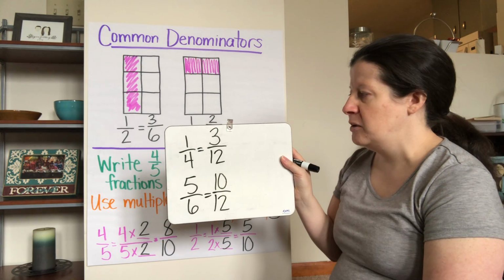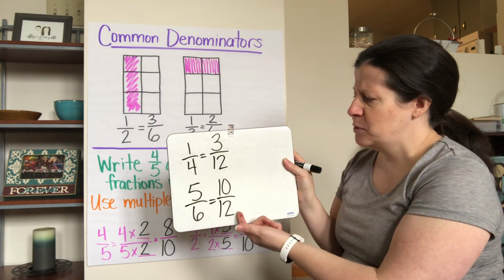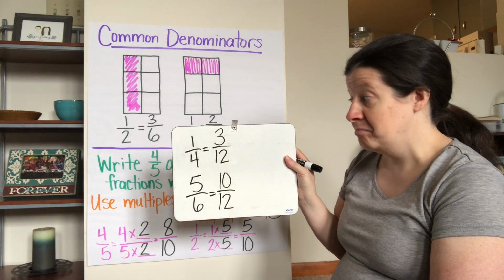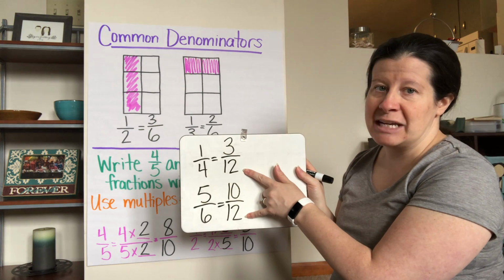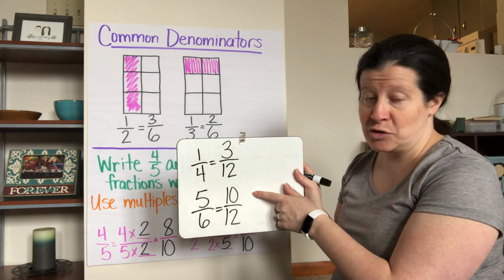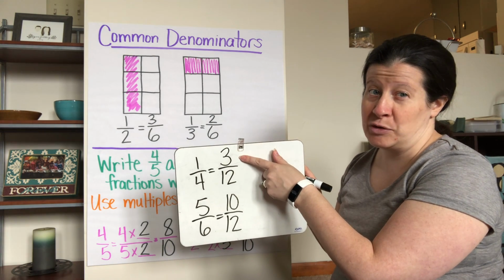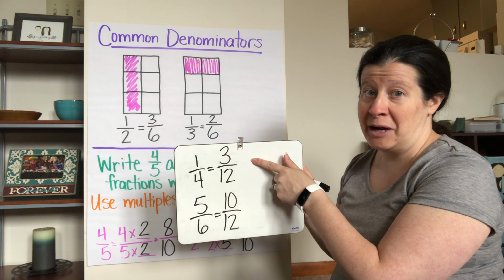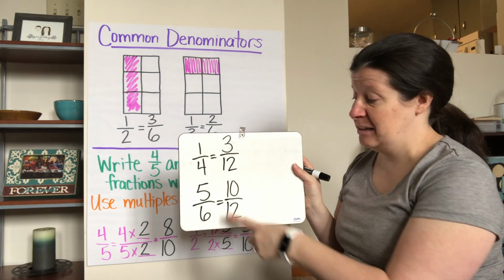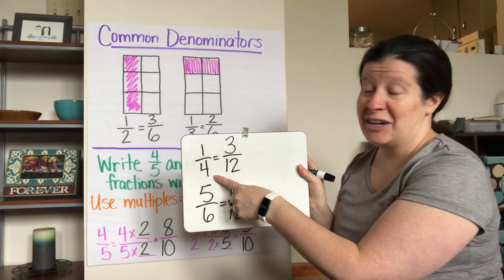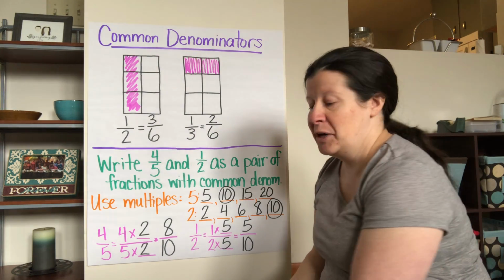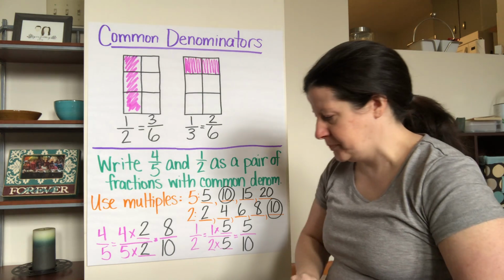Then here's what you could do with that. You could look and say, okay, if I'm comparing 3/12 and 10/12, could you know which fraction is showing more? Yeah, because now they're both out of the same number of equal parts. They're both out of 12 equal parts. This one would have 10 out of those 12 parts. This one would be 3 out of those 12 parts. And 10 is greater than 3, right? So 10/12 is greater than 3/12, which means that 5/6 is greater than 1/4. That's why we need to know common denominators. It helps us to be able to compare fractions.